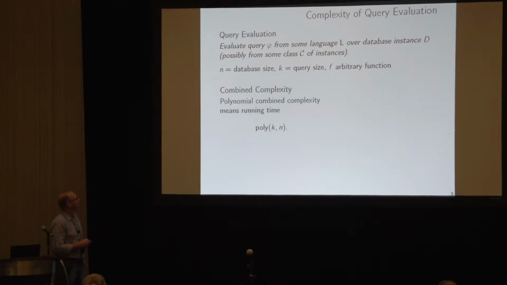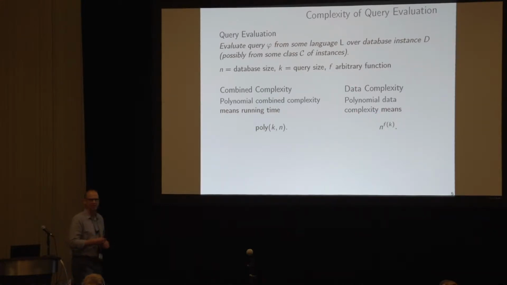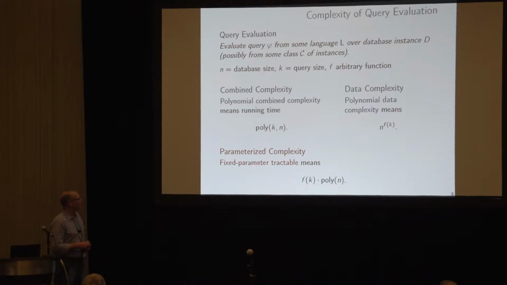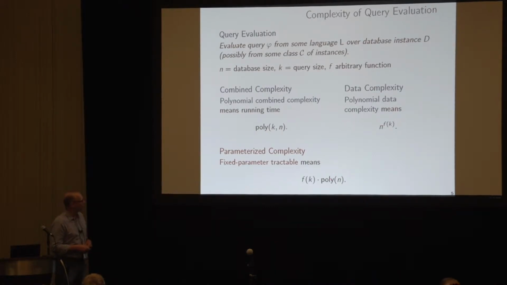Okay, so maybe the most natural complexity measure would be combined complexity. That is, we want a running time for a query evaluation algorithm that is polynomial in the input, that is in K and N. But we can rarely achieve this. Then we're all used to data complexity here, which means it's polynomial time if we fix the query. Somewhere in between is parametrized complexity, which can also be regarded as fixing the query, but then we don't want the exponent of the polynomial to depend on the query. Okay?